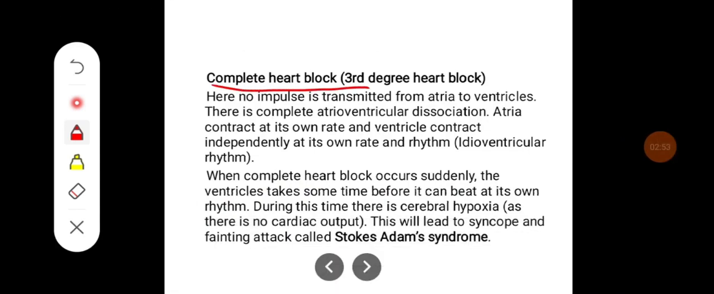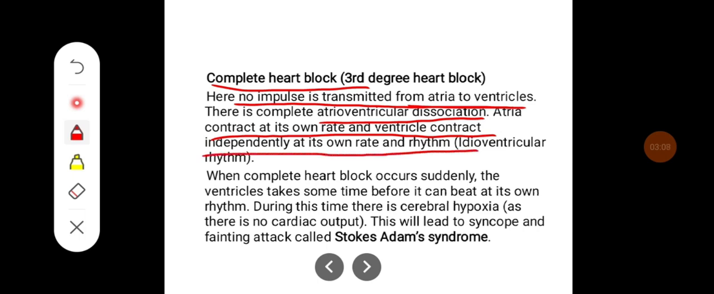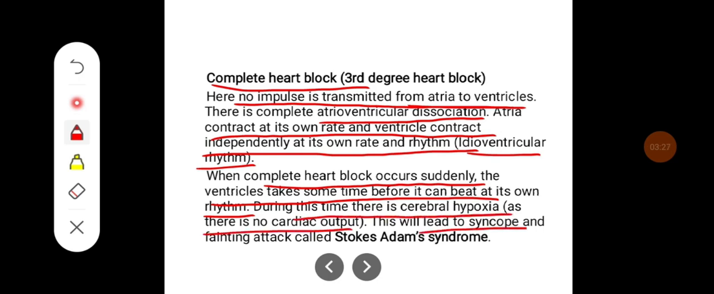In complete heart block, no impulse is transmitted from atria to ventricles. There is a complete atrioventricular dissociation. Atria contract at their own rate and ventricles contract independently at their own rate and rhythm. That is why it is called idioventricular rhythm. When complete heart block occurs suddenly, the ventricles take some time before they can beat at their own rhythm. During this time, there is cerebral anoxia as there is no cardiac output. This will lead to syncope and fainting attacks called Stokes-Adams syndrome.